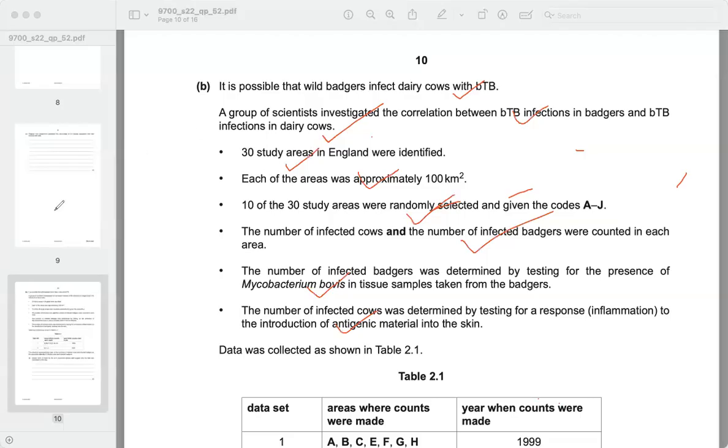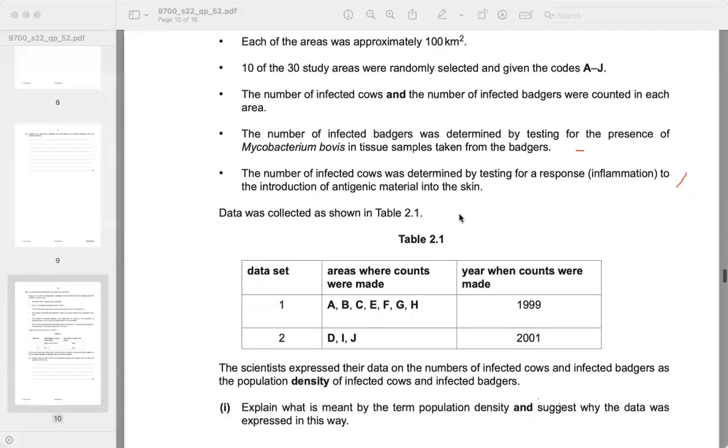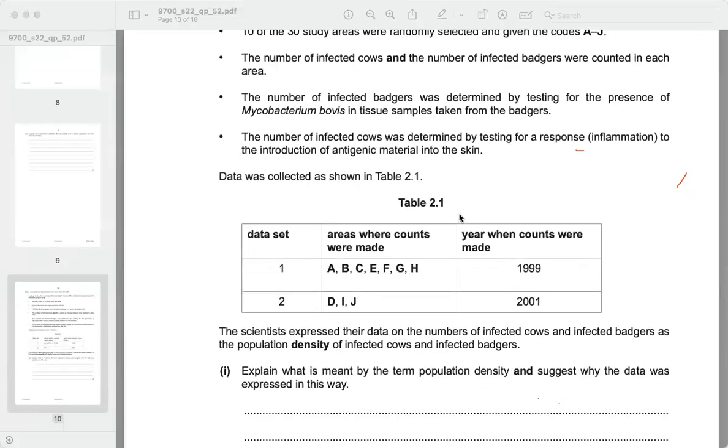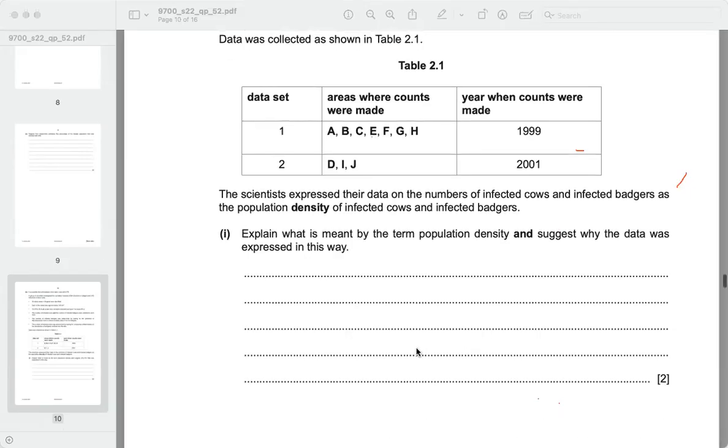So here again, I said the reading has to be a little bit faster. Even if you're not able to understand each line right here, it's perfectly fine. Just read through it, see what they are trying to do, and try to understand. Here they are trying to compare the affected badgers affecting the cows. If you look at the table, they've given all the areas, A, B, C, D, and the year when the counts were made.